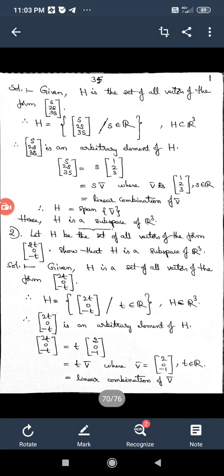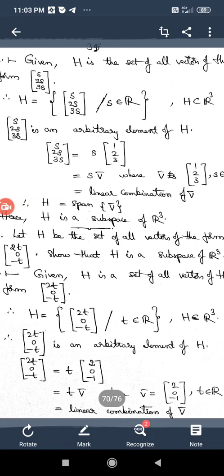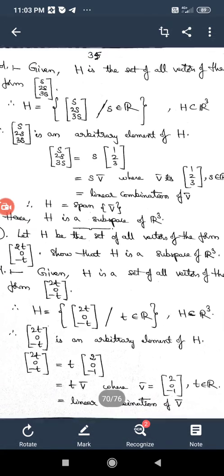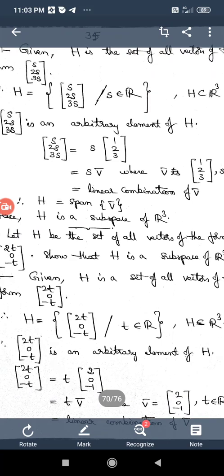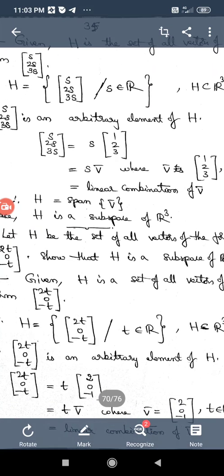Given H is the set of all vectors of the form S, 2S, 3S. So H is a set, given in the problem itself, of all 3 by 1 column vectors with the entries S, 2S, 3S in the column. So this is 3 rows and 1 column. We have to understand that every element of H is a column vector, or we can say it is a matrix with 3 rows and 1 column.